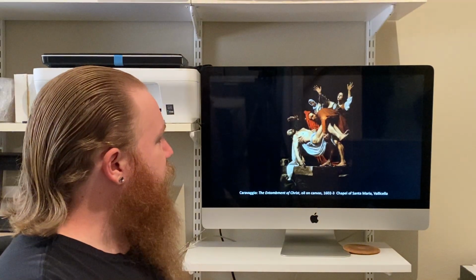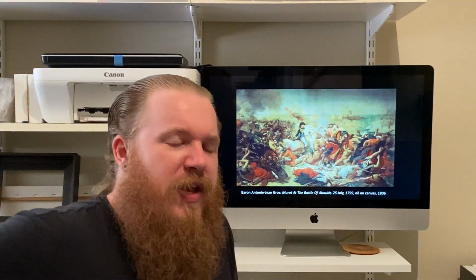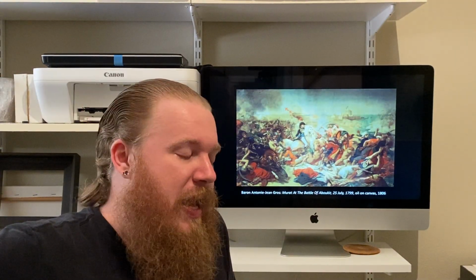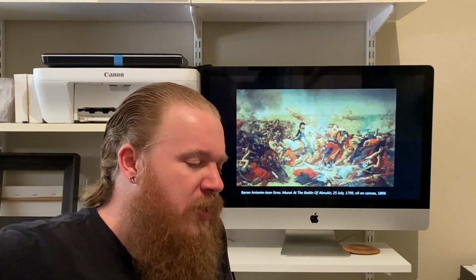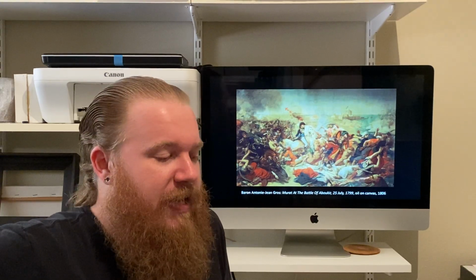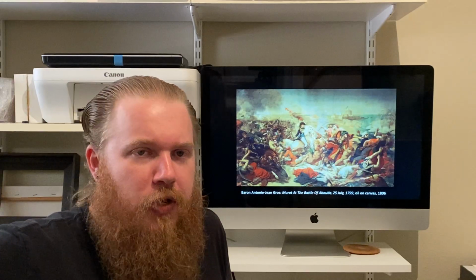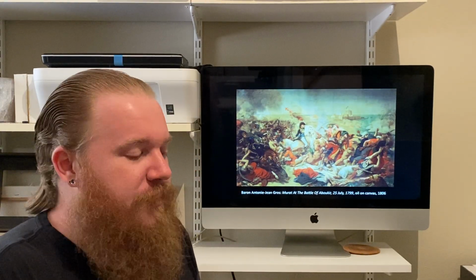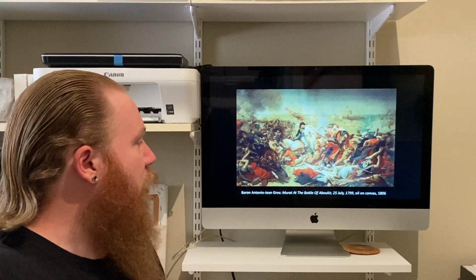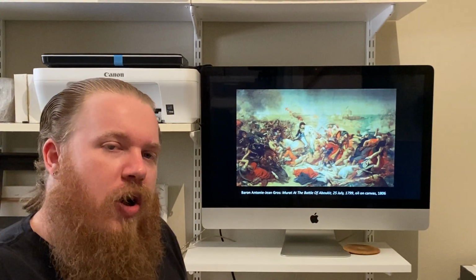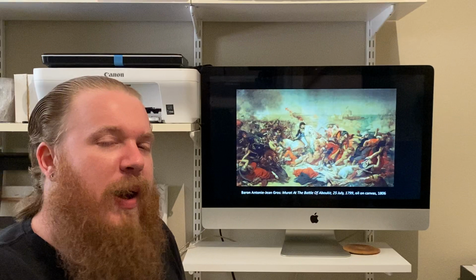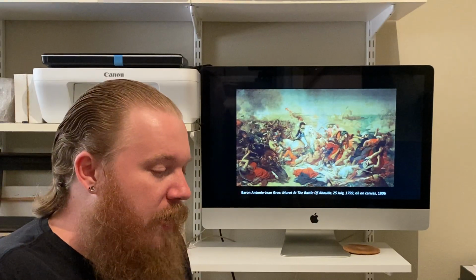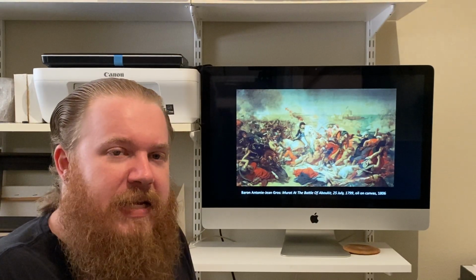Now, we can also use artwork to show things like supremacy and to extol certain cultural supremacy. Now, this isn't necessarily a good thing, but it is fairly common throughout time. So if we look at this particular work by Baron Antoine-Jean Gros, this is Murat at the Battle of Aboukir on the 25th of July, 1799.